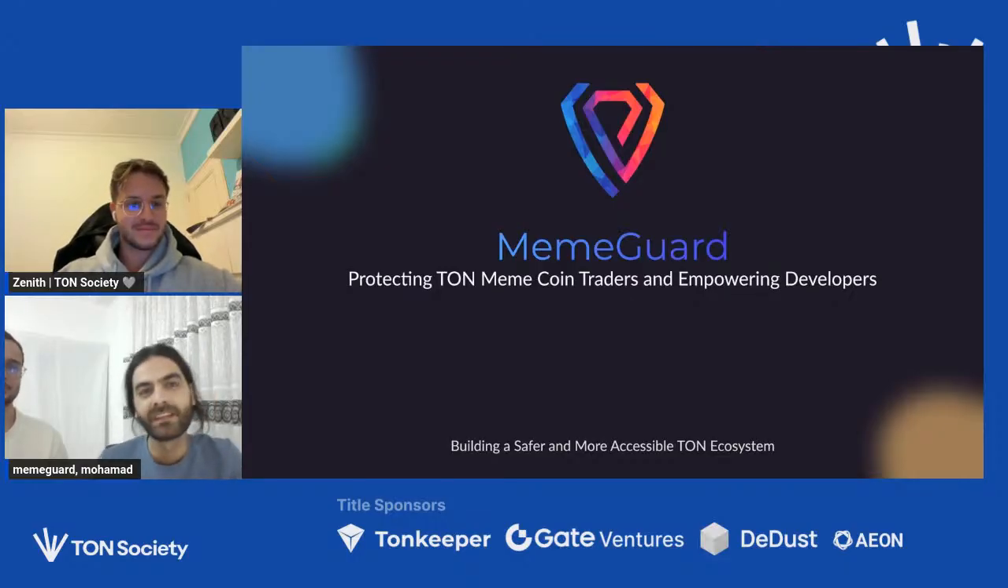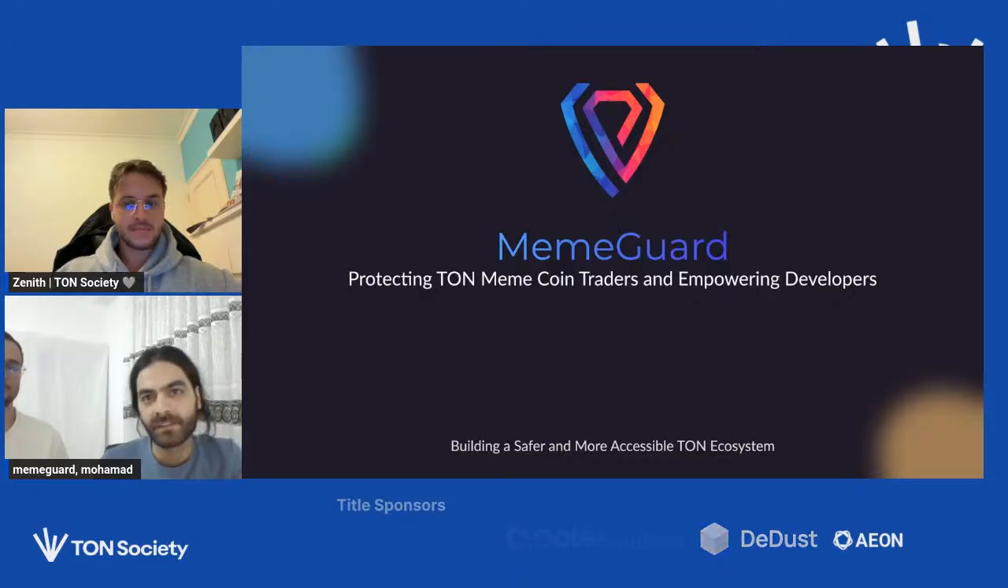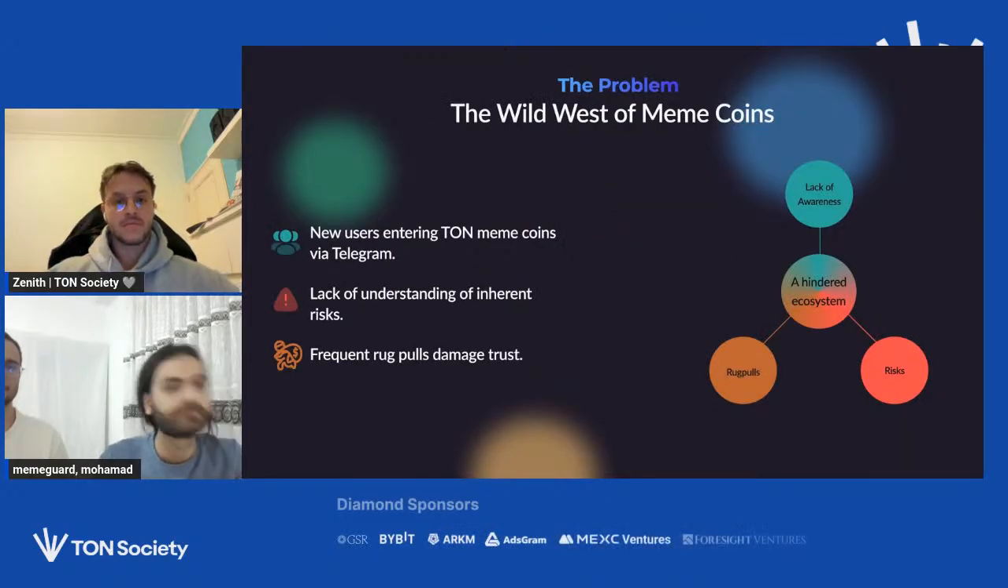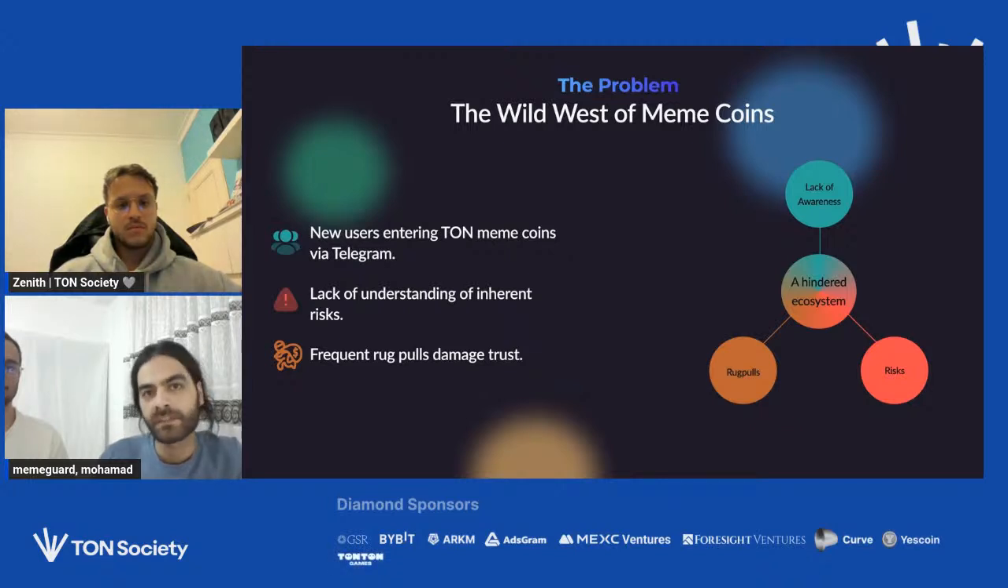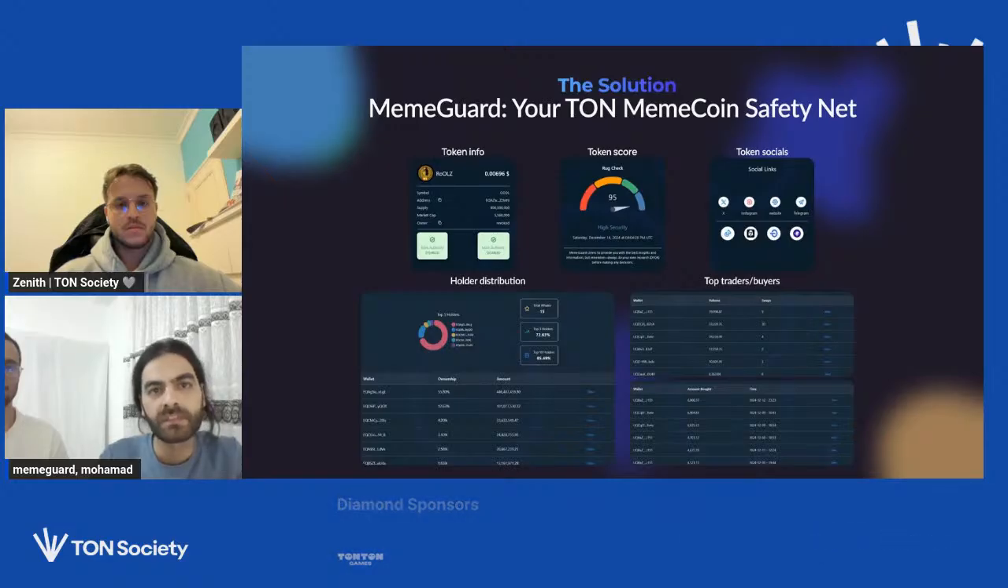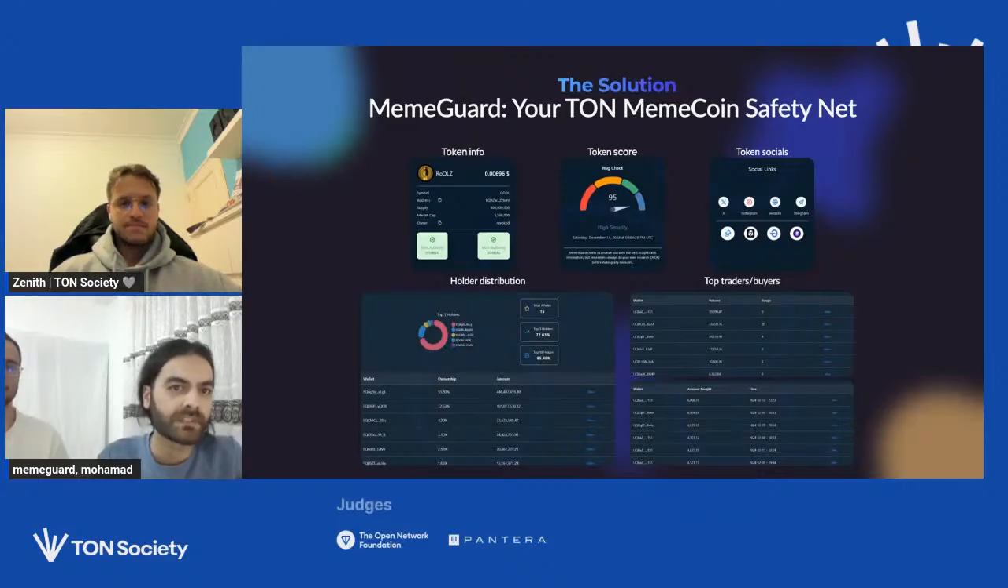Great. Okay. Hello everyone, my name is Mohammed, and I'm excited to introduce you to Meme Guard, the ultimate tool for safeguarding your meme threads on the Ton blockchain. Many new users are entering the Ton meme coin space through Telegram, often without understanding the risks. Rug pulls are common, damaging trust and hindering the ecosystem growth. By Telegram mini app integration, MemeGuard empowers users to make informed trading decisions directly where they trade. This access to critical information and tools prevents scams, fosters a healthier trading environment, and educates confident traders.